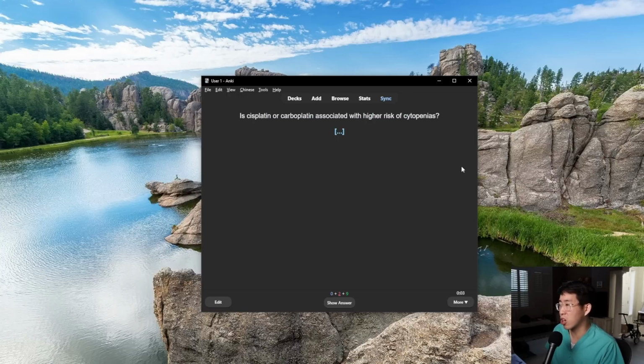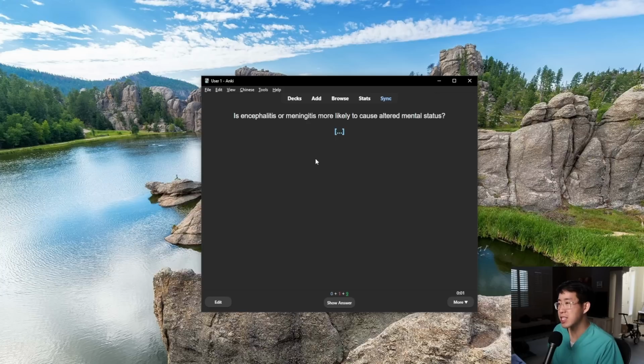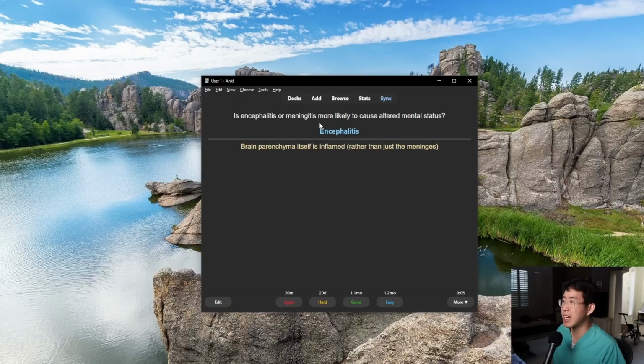Is cisplatin or carboplatin associated with higher risk of cytopenias? The answer is carboplatin. Cisplatin has a higher risk of just feeling ill in general, and then AKI and ototoxicity. It also requires more pre and post hydration. Is encephalitis or meningitis more likely to cause altered mental status? That's going to be encephalitis because the brain parenchyma itself is inflamed rather than just the meninges.